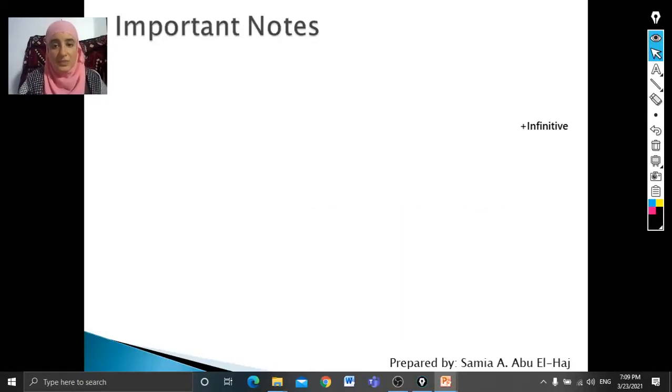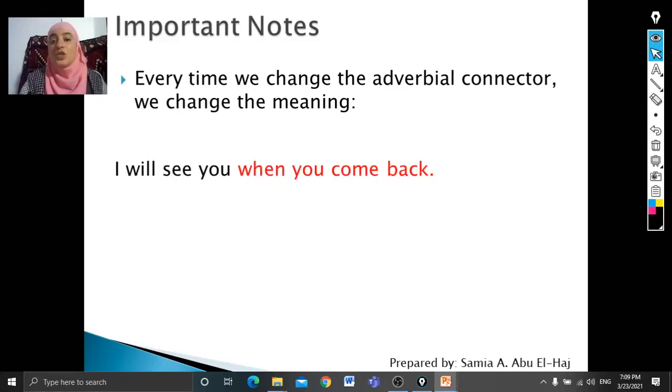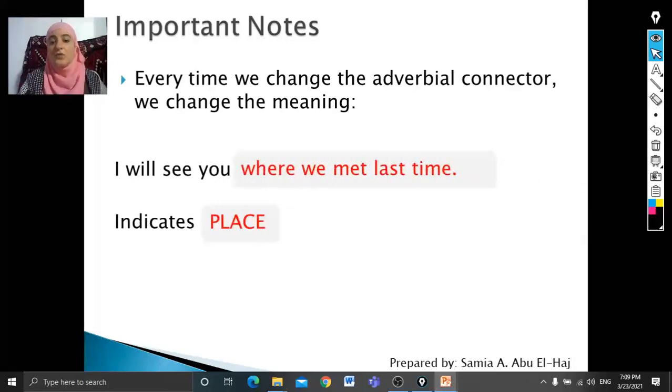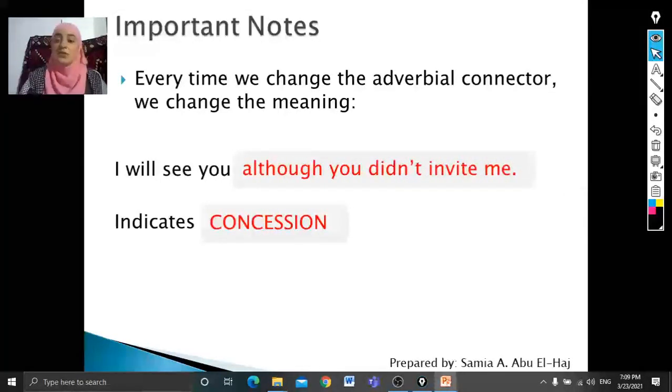I will do something. Okay, now there are some important notes that you need to know. We're done with the adverbials. So the first one is that every time we change the adverbial connector, we change the meaning. So I will see you when you come back, time, right? I will see you where we met last time, place. I will see you if you want to, condition. I'll see you although you didn't invite me, concession or contrast.